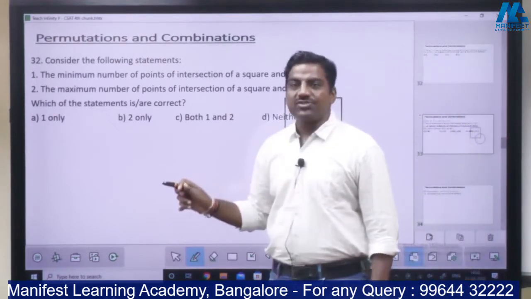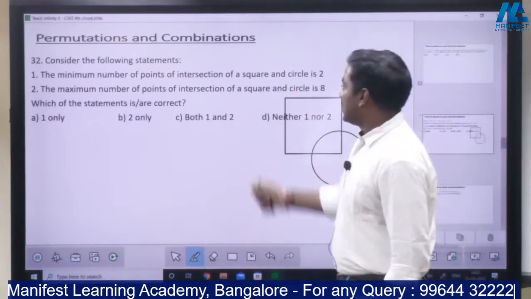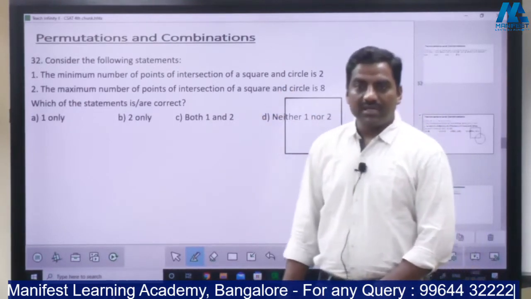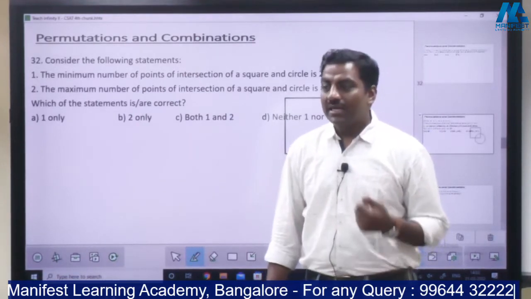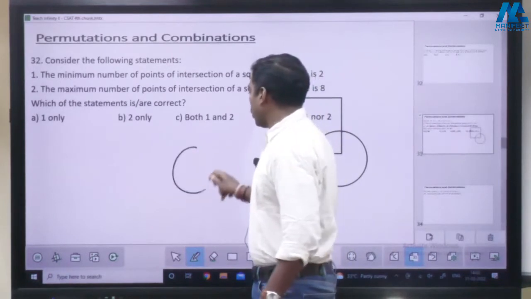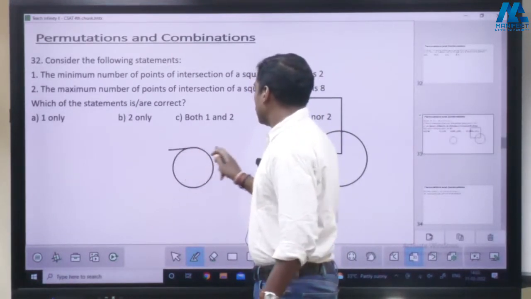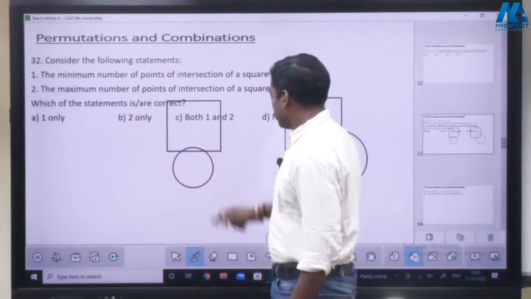First, we'll go from the extremes. Extreme in the sense, the minimum number of intersections that a square can make with a circle. Let us go with 1. 1 is the minimum possible thing. No, let us see. Can we have only one intersection? Let's say I draw like this, and I draw like this.